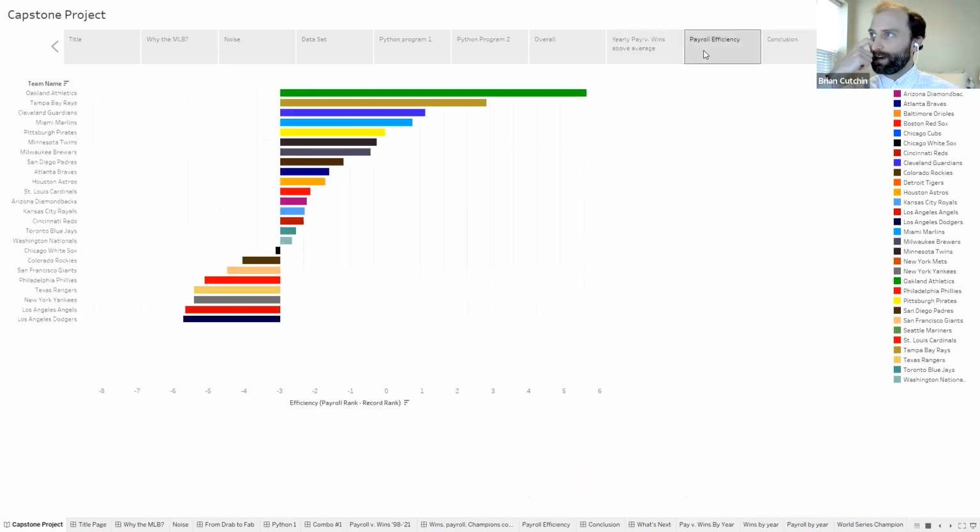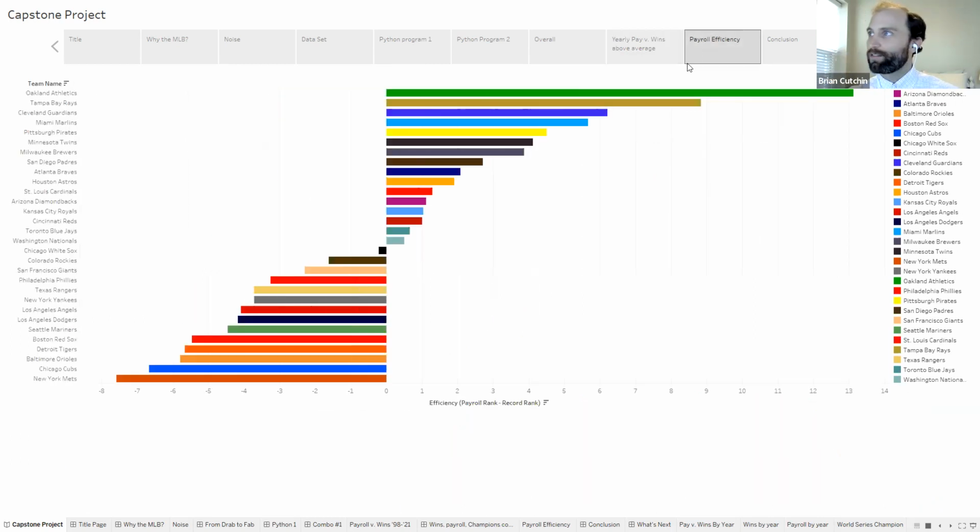So then here, I created a little graph for payroll efficiency. So yes, we want to see if teams are winning more if they're spending more, but I also want to look at, are teams being efficient with their payroll? One downside to this, if you're the top team, the highest paying team, and you're winning every year, your efficiency would be naturally 0, just based off payroll rank minus record rank.